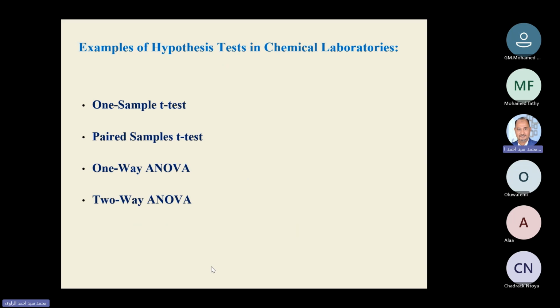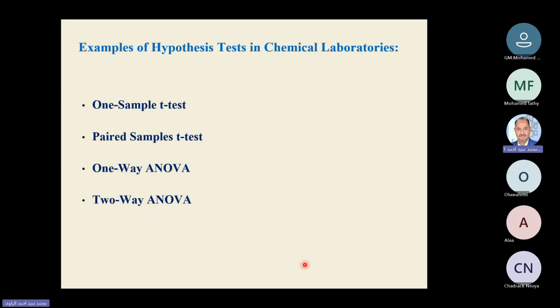Also, we have examples of hypothesis testing, because some people don't know what is meant by hypothesis testing. Hypothesis tests are very useful in the chemical laboratory because they help us make objective decisions based on data. Of course, we have many types. Here are four examples. We have one sample t-test, paired sample t-test, one-way ANOVA, and two-way ANOVA.